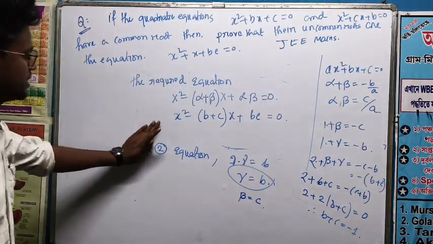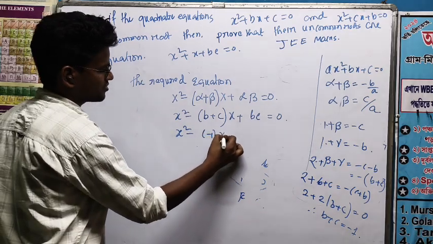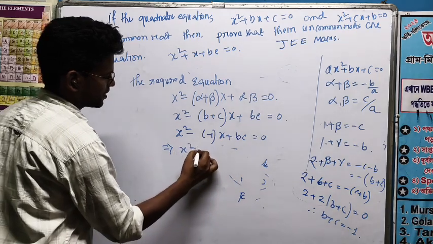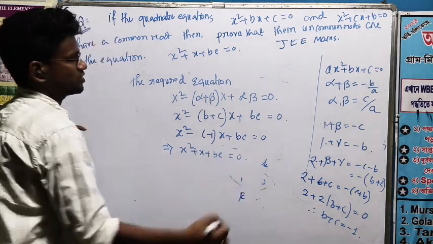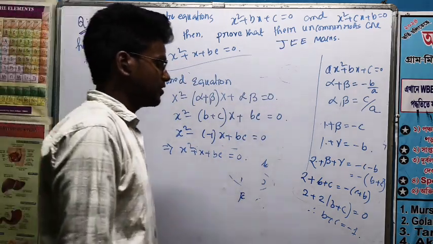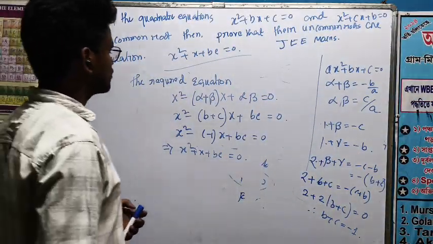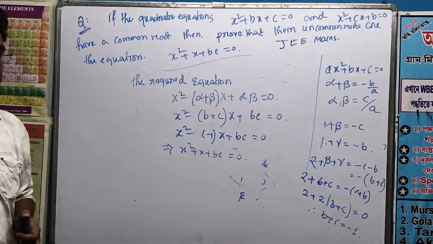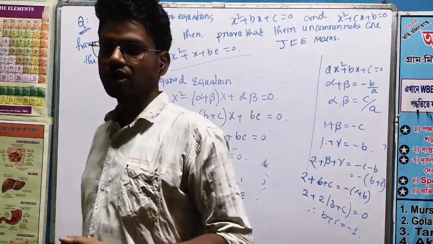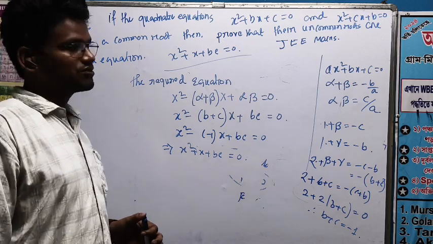Then we put it here: x square minus minus 1 into x, plus b into c. So that is x square plus x plus bc is equal to 0. This is my required equation. Hope you understand this. This is all about common roots: how to determine common roots if both roots are common, and if one root is common, I have discussed the whole procedure here.